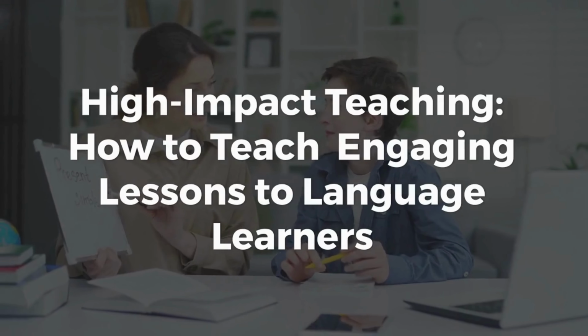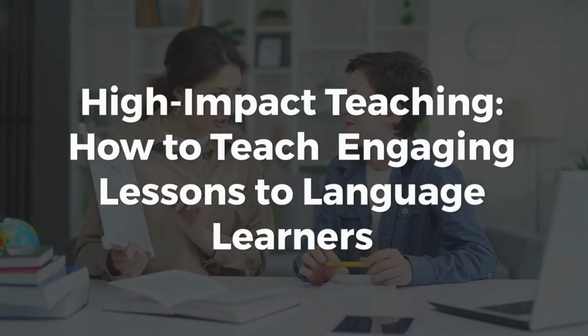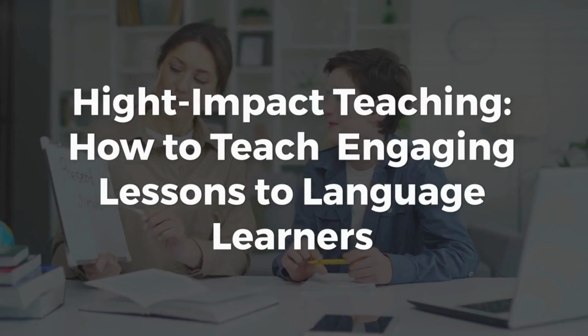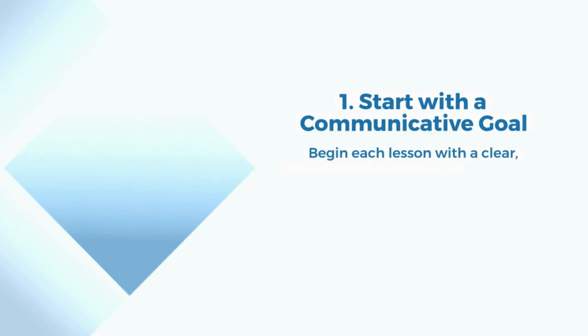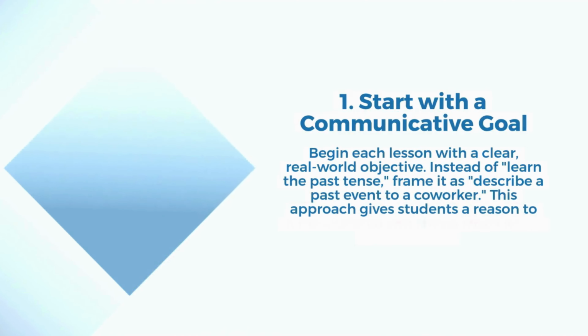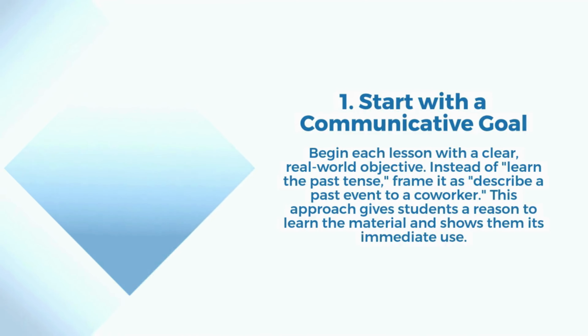High-impact teaching: how to teach engaging lessons to language learners. 1. Start with a communicative goal. Begin each lesson with a clear, real-world objective. Instead of "learn the past tense," frame it as "describe a past event to a coworker." This approach gives students a reason to learn the material and shows them its immediate use.